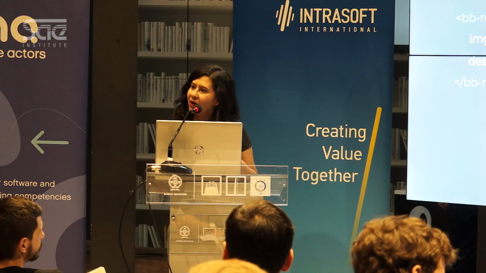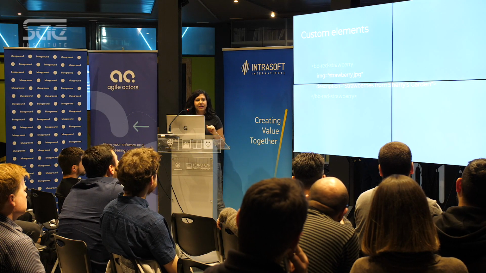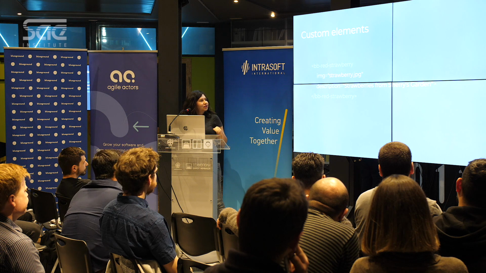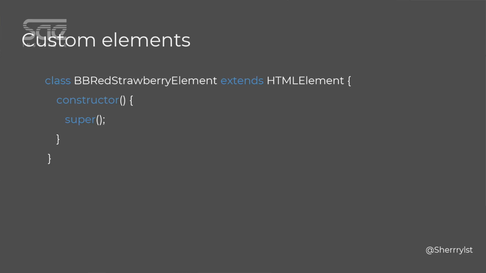And then this component has two inputs. One is IMG for the image of the card, and then the description is what we are going to display there. First, we need to create a class.